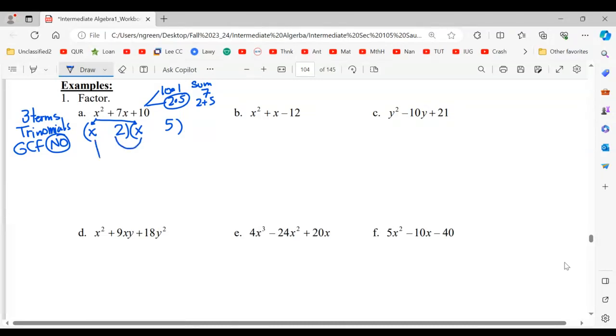So we do the happy face. This gives you 2x and this gives you 5x. Is their total 7x? Yes. To get positive 7x, this has to be positive, this has to be positive. Therefore, all of them have to be positive. And make sure that when you multiply the last 2 terms, it gives you a positive 10. Easy?